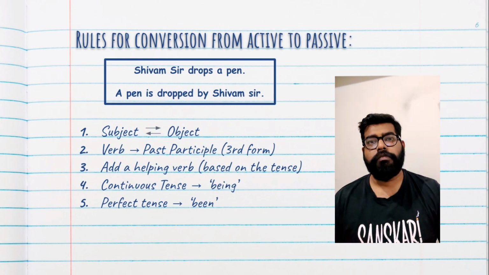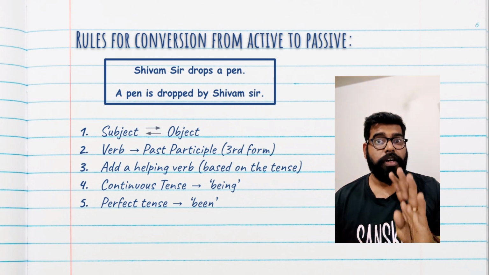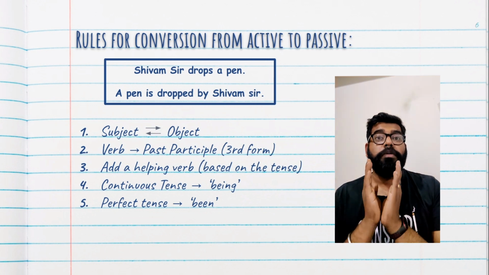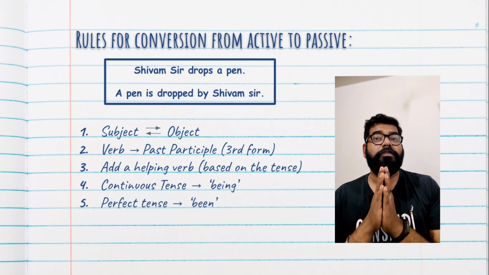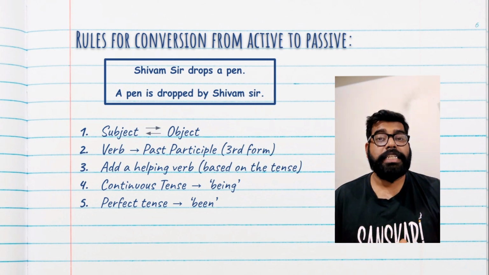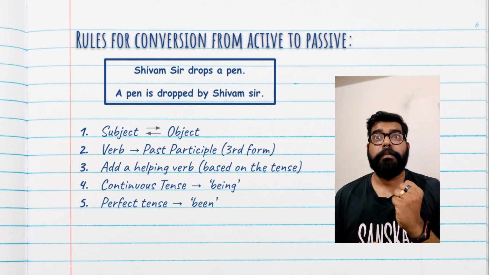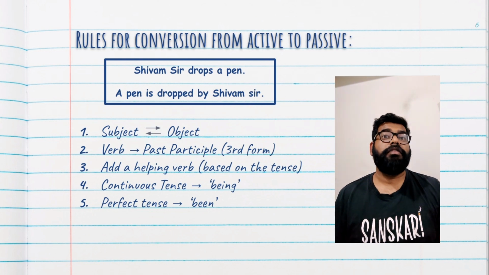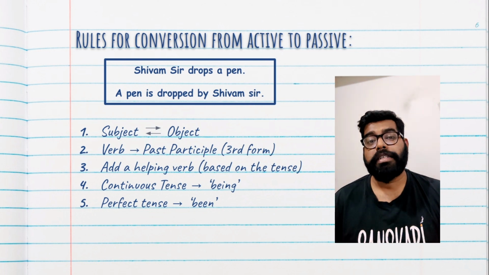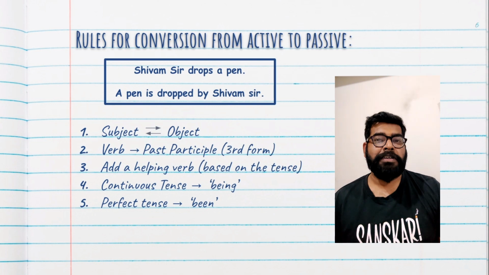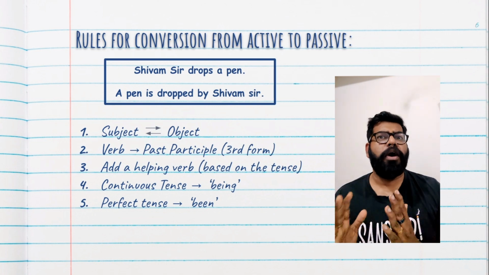And two extra rules are there. If the sentence is of continuous tense, then we will use the word being, B-E-I-N-G. I will show you in the next slide how we'll do that. And if the sentence is in perfect tense, for example, present perfect or past perfect, we will use the word B-E-E-N, been, in the passive voice. So we'll look at a few examples and I'll explain how it is being converted.